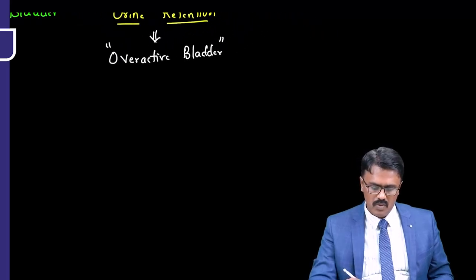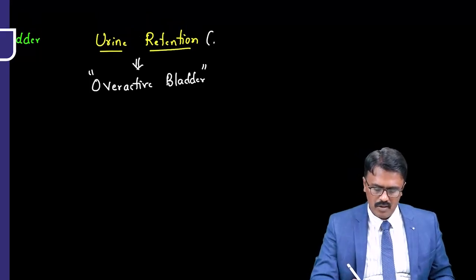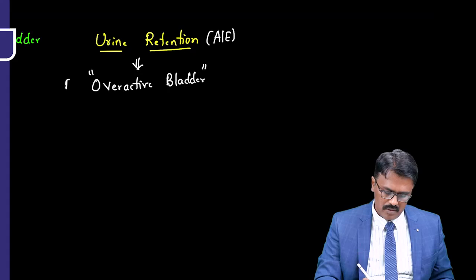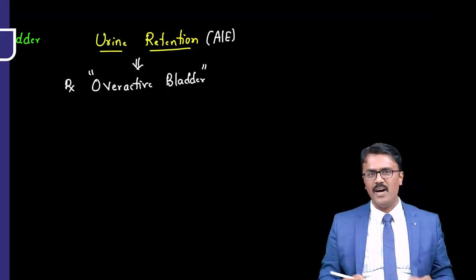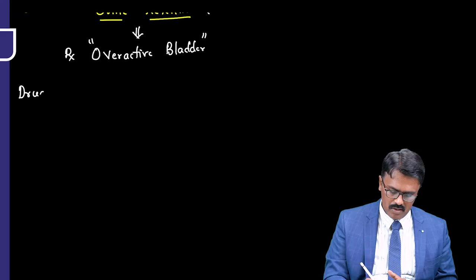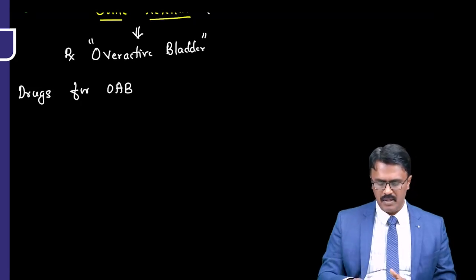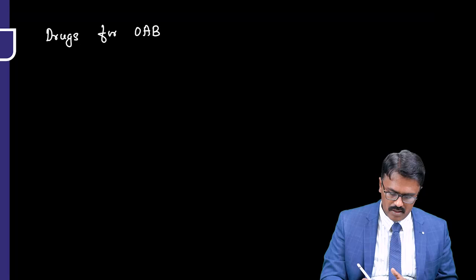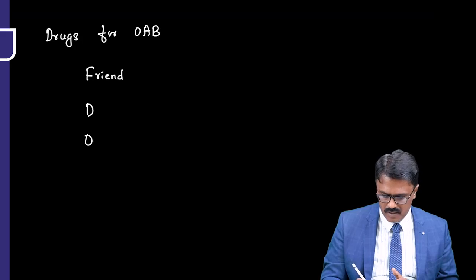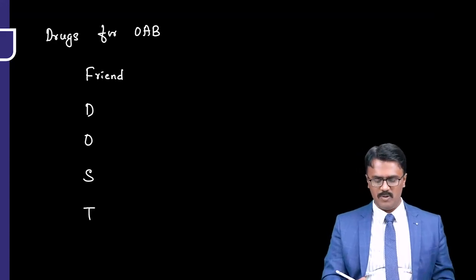So let us understand what are the drugs used for overactive bladder. Please understand, urine retention is an adverse effect of anticholinergics, and we use it to treat overactive bladder. See how things are getting correlated. So what are the drugs for overactive bladder? OAB stands for overactive bladder. The anticholinergic drugs you can remember by the mnemonic FriendDost. Obviously, when you have overactive bladder, we require a friend as well as dost.